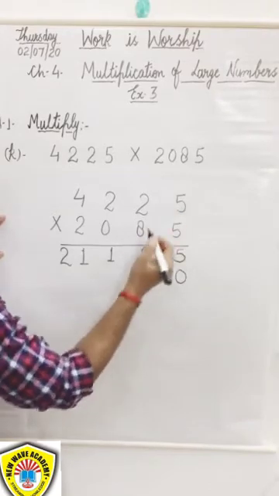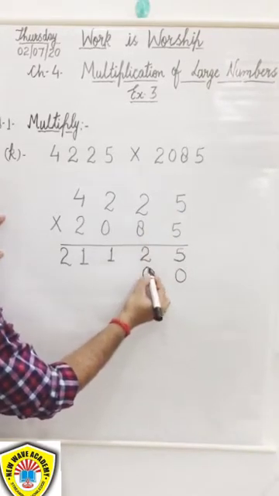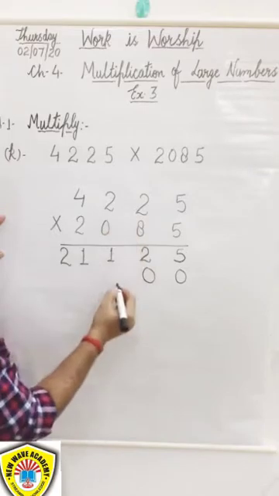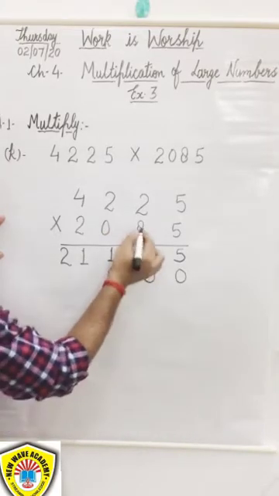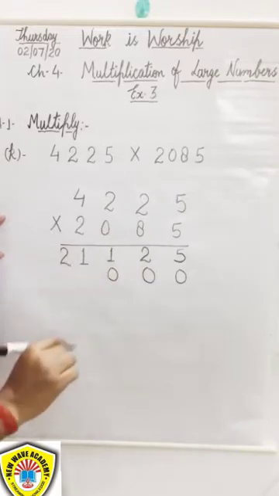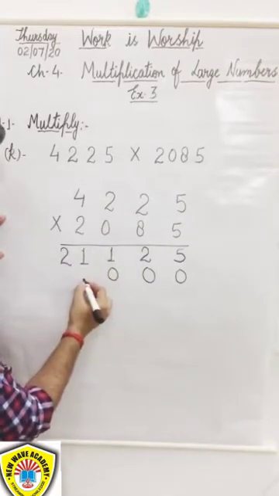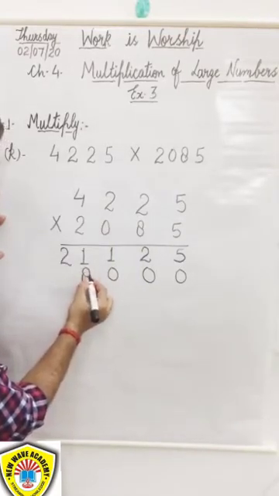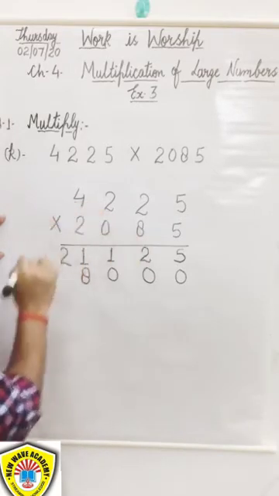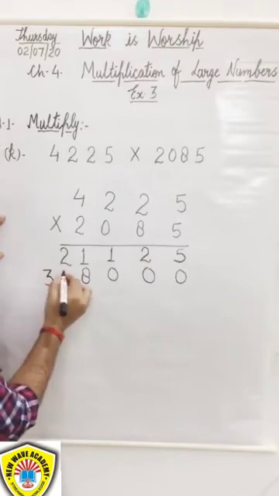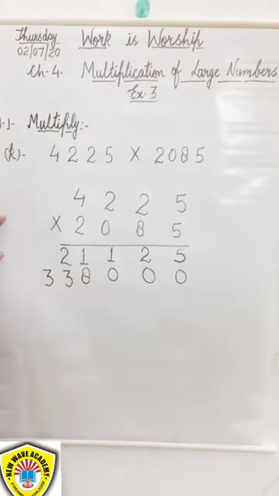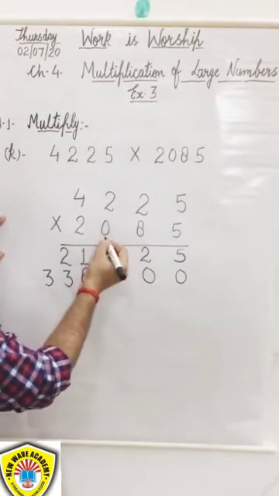So 8 5s are 40, so we will write only 0, 4 carry. 8 2s are 16 plus 4 is 20, so we will write 0, 2 carry. 8 2s are 16 plus 2 is 18, so we will write 8 here, and 1 carry. 8 4s are 32 plus 1 is 33. Okay, now come to the next number, which is 0.